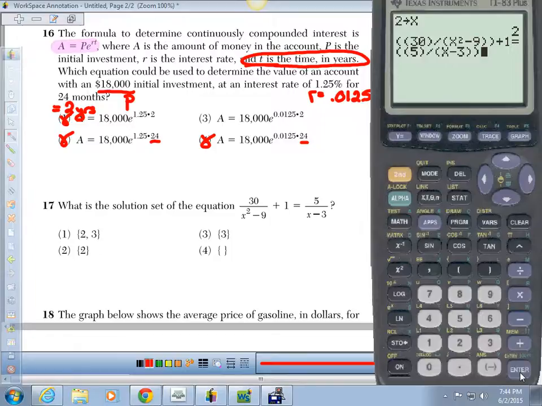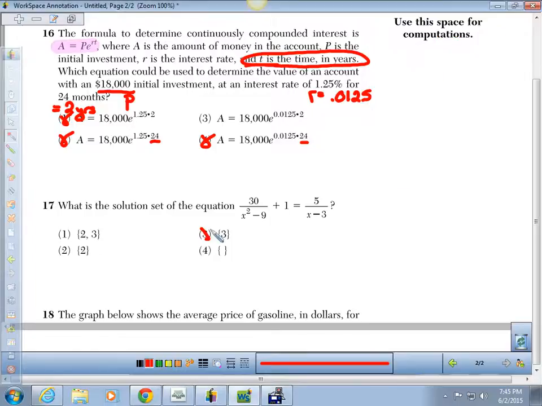Yes, it is. 2 is a solution, so what's automatically crossed off then? 4 is out, because 4 means what? There's no solution. Well, definitely 2 works. And 3 is out as well. 3 might be a solution, but is it the only solution? No, because 2 is a solution as well. So 3 and 4 are out of the question. 2 does work, but now we need to check and see what else also works.